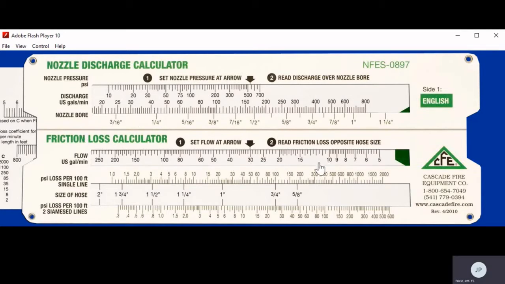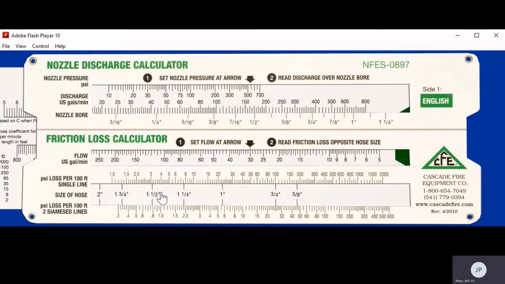and then I read the friction loss opposite the hose size. So this top bar is my volume flowing through that specific piece of hose. And the bottom part here is PSI loss per 100 feet single line. This is the one you're going to use, the one on the top. Note the one at the bottom says PSI loss per 100 feet 2 Siamese lines. That's parallel hose lays. We'll get to that later. For now, focus on the top portion here. Ignore this bottom portion.